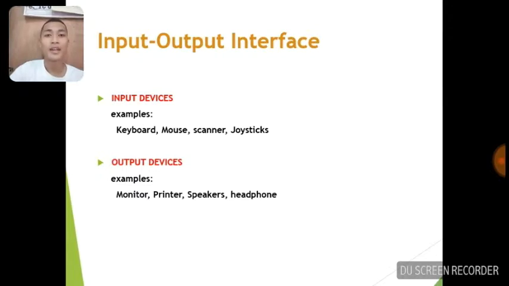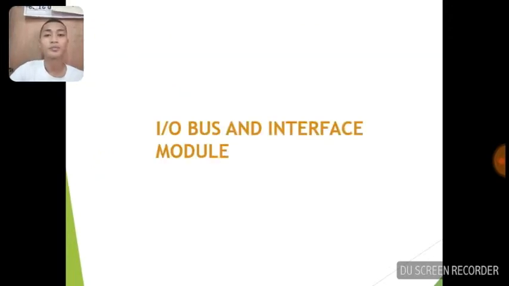Output devices are any devices used to send data from a computer to another device or a user. Some examples of output devices are monitor, printer, speaker, and headphone. Input-output bus and interface module. It defines the typical link between the processor and several peripherals.